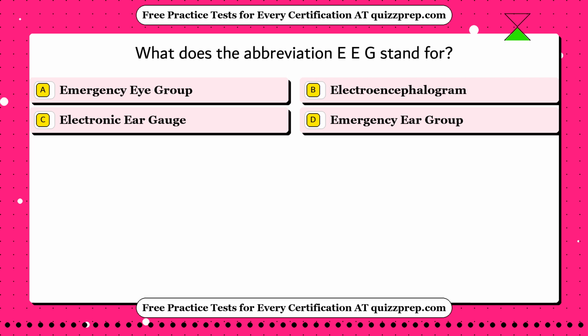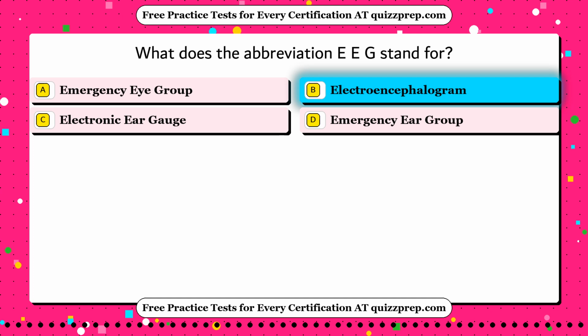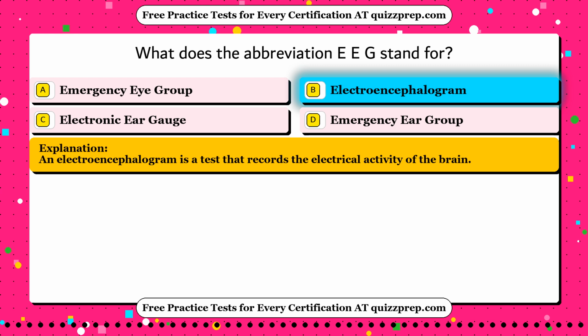Question 37. What does the abbreviation EEG stand for? Option A, emergency eye group. Option B, electroencephalogram. Option C, electronic ear gauge. Option D, emergency ear group. The correct answer is option B, electroencephalogram. An electroencephalogram is a test that records the electrical activity of the brain.